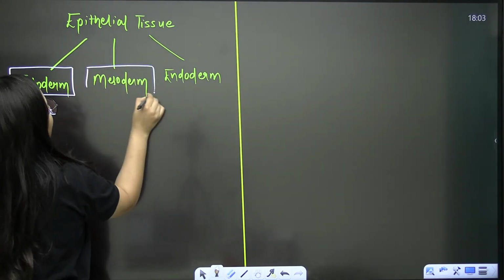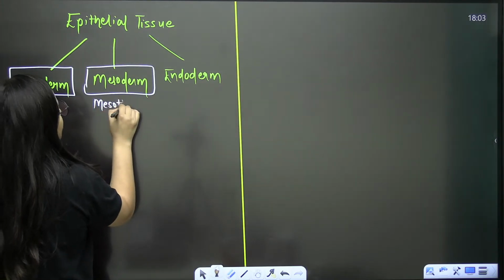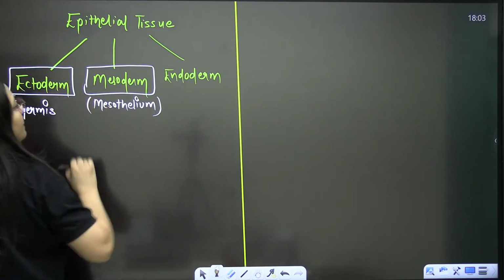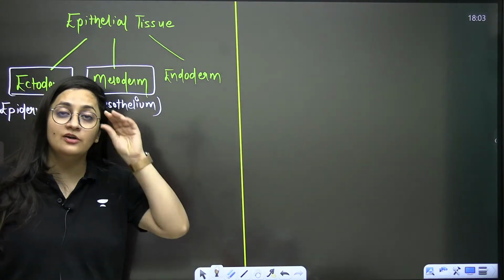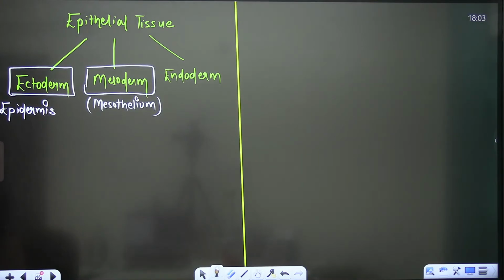Now, if mesoderm is forming the epithelial tissue, then you will call it mesothelium. It is somewhat related to the muscles as well; we'll tell you about it. Clear? So if it is the mesoderm which is making the epithelial tissue, you will call it mesothelium. Please type it quickly.